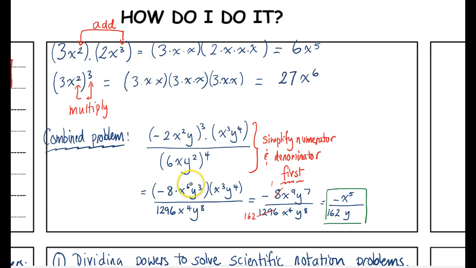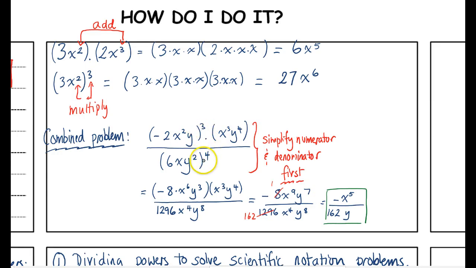This is a really tough problem here. You definitely wouldn't get anything more difficult than this. Here we've got a power multiplied by another power, and then divided by a power, but we've also got this 3 here, which is a power of a power, and this 4, which is a power of a power.